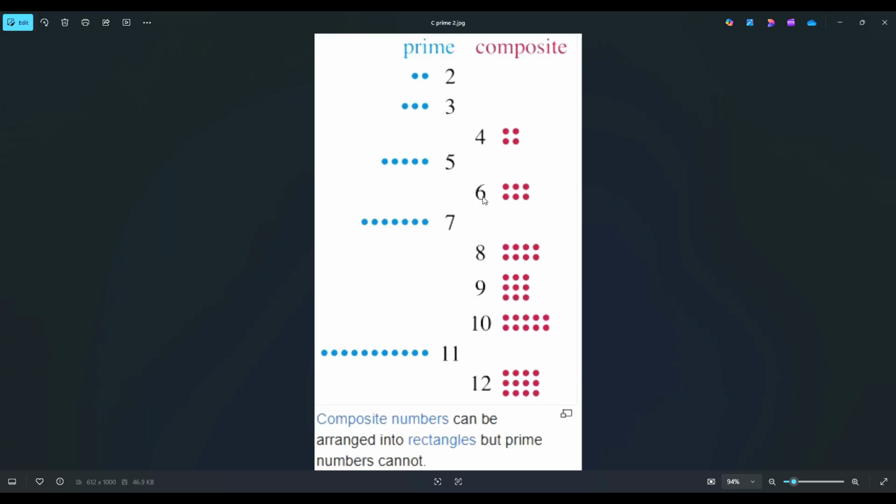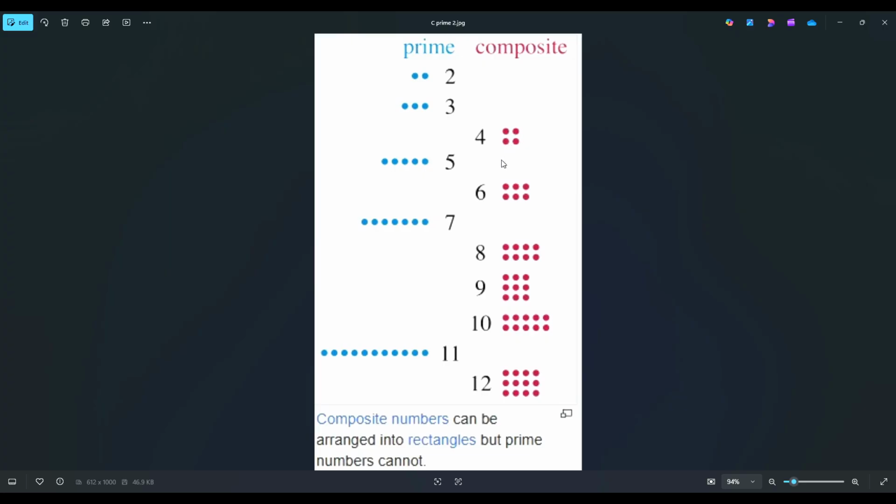Whereas 6 can be divided by 2 and 3. Other than 1 and 6, it can be divisible completely by 2 and 3. So that's why it's listed on the composite side.